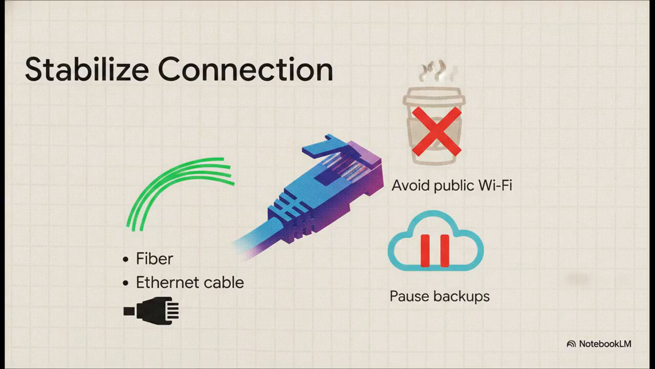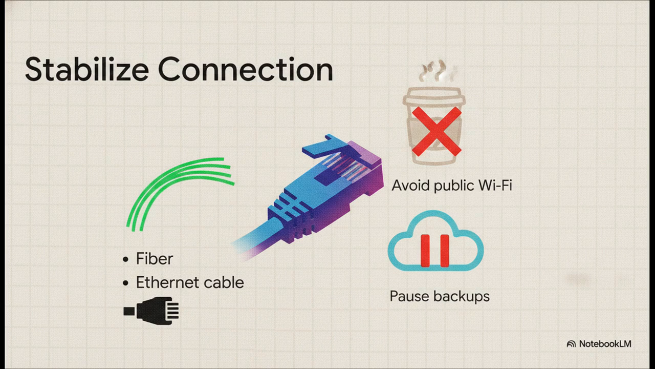Now, if your upload speed is actually decent, stability becomes your next big hurdle. If your connection drops for even a microsecond, the entire upload can fail. So you've got to build some strict network habits for a rock-solid pipeline. First off, if you can get fiber internet, use it. Next, and I cannot stress this enough, plug in an Ethernet cable. Wi-Fi is notorious for little micro drops. Definitely avoid public Wi-Fi at coffee shops for large files.